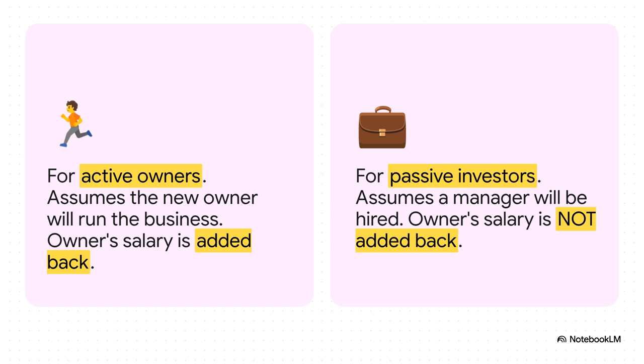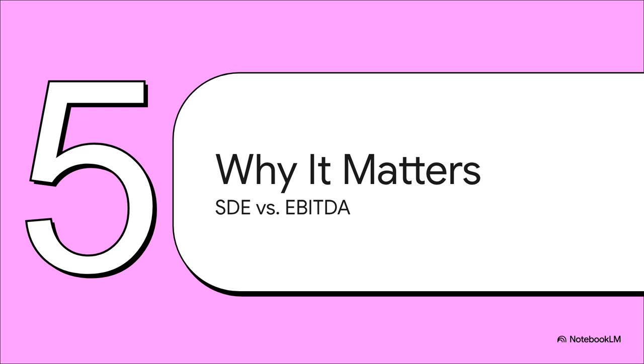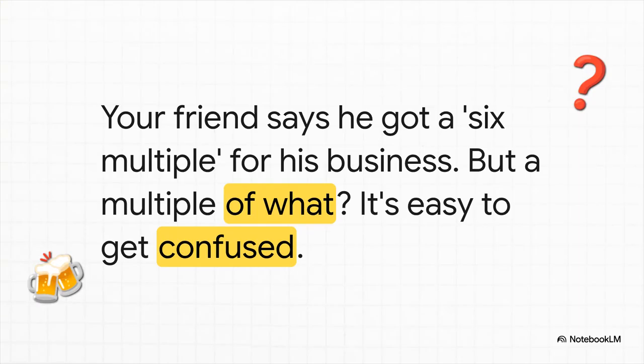But EBITDA, that's for a passive investor, like a private equity firm. They're going to have to hire a general manager to run the place. So for them, a manager's salary is a very real, ongoing expense. It is not added back. Now, this might sound like a tiny detail, right? Owner salary in, owner salary out, who cares? Well, you should care because this distinction has a massive impact on your company's valuation. And this is where the confusion really sets in.